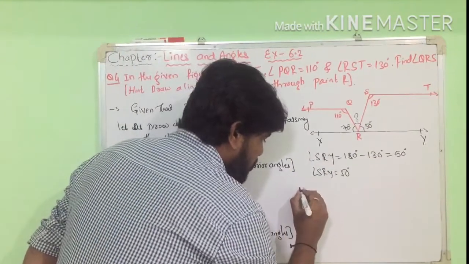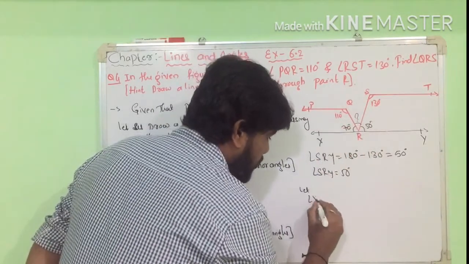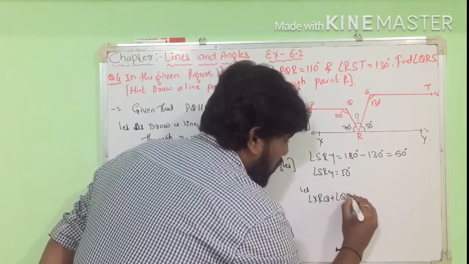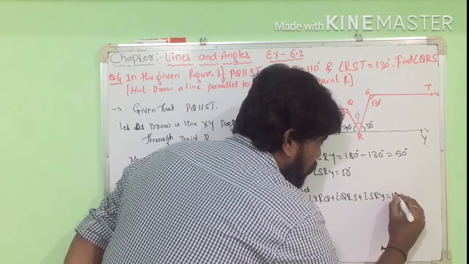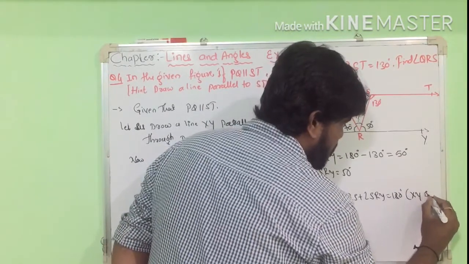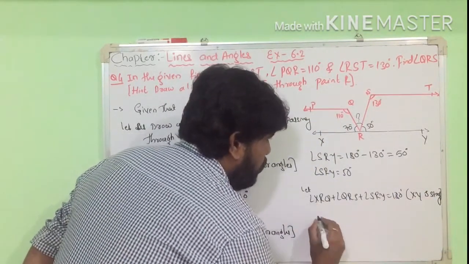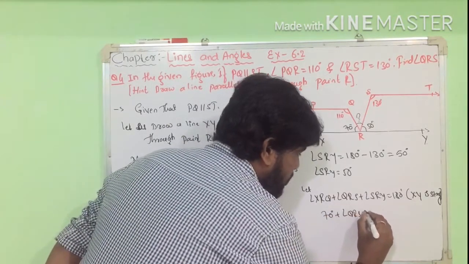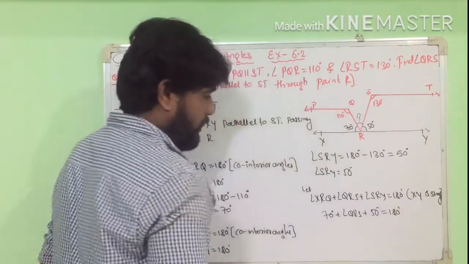So let angle XRQ plus angle QRS plus angle SRY is equal to 180. Reason: XY is a straight line, right? So this angle we know is 70 degrees, plus angle QRS as it is, plus this angle is 50 degrees, is equal to 180 degrees, right?